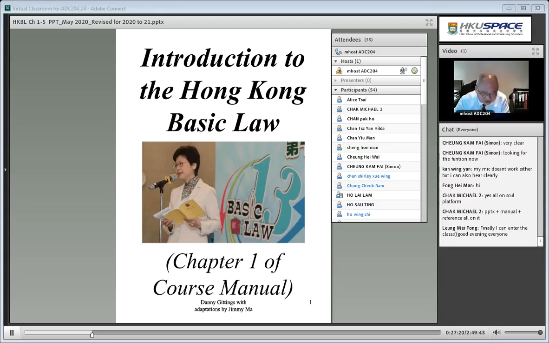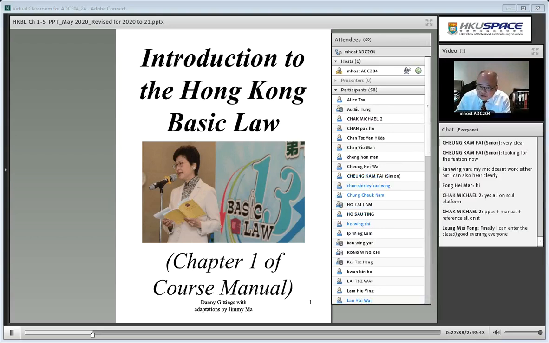You will also be able to explain the relationship between Hong Kong's Basic Law and the Hong Kong and mainland legal systems. Now, this is again something which requires some explanation, and I'll try my best to explain to you what these concepts are and how it works in practice. And then we will focus on the political system established by the Basic Law for the Hong Kong Special Administrative Region.